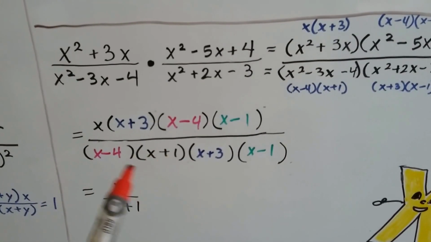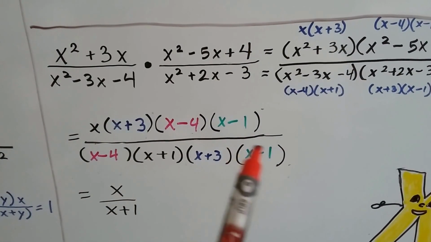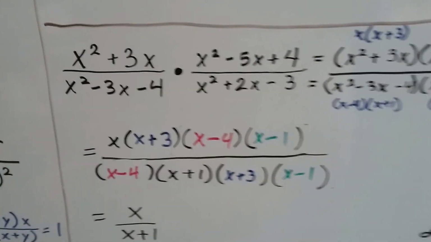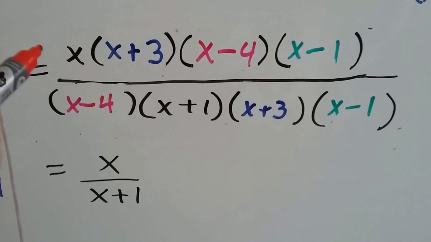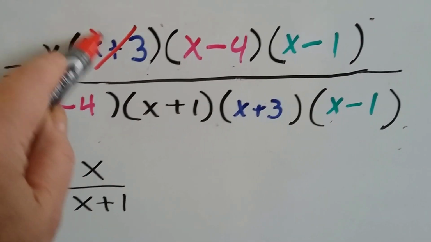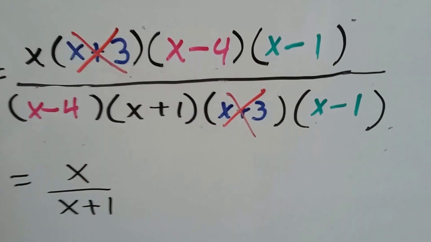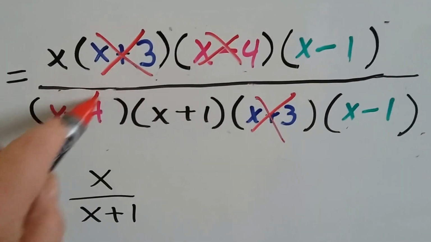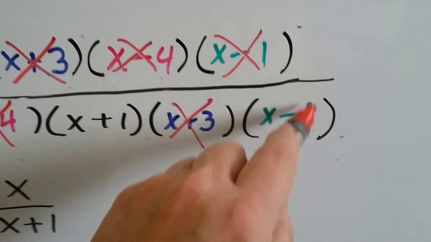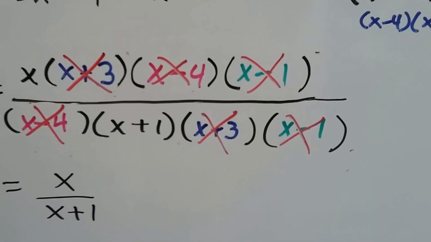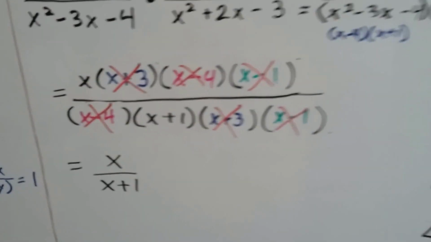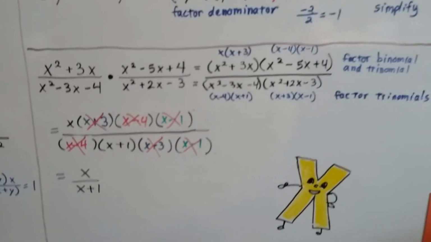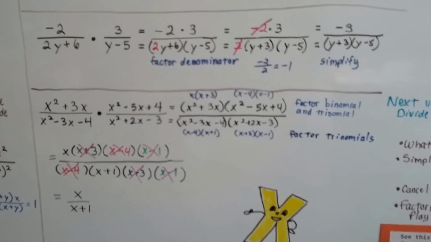So here's the one trinomial, and here's the other trinomial. See that? So now you can see with my colors everything that can be canceled out, right? Look at this. This one can go. The pink one can go. The green one can go. And all we're left with is this x over x plus 1. See that? Very important you remember how to do your factoring, all right?